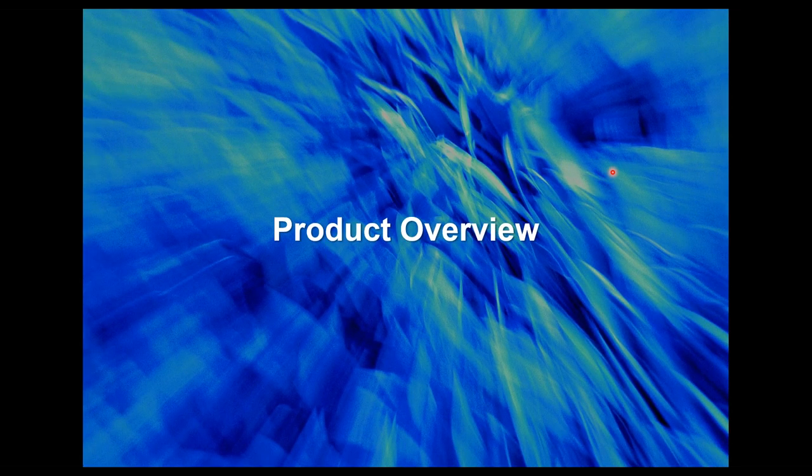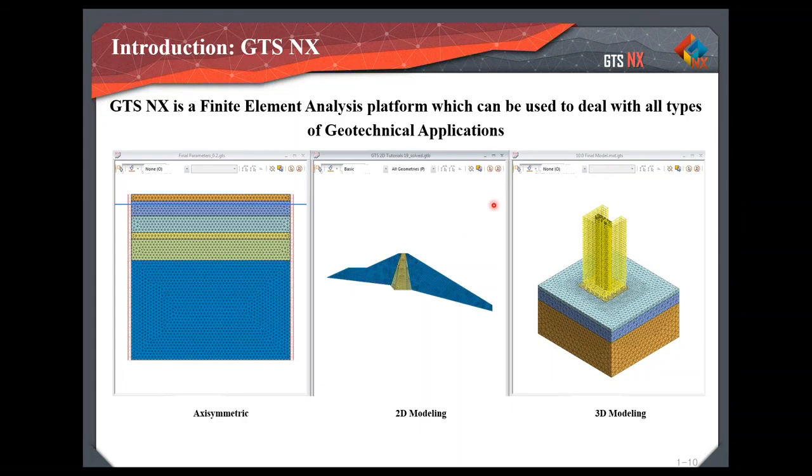So now, as I already said, we are done with the introduction of MIDAS as a company, and now I'll be describing in brief what MIDAS GTS NX is. Whenever you come across geotechnical problems or mining problems, all of these can be classified under three categories based on the type of modeling. We have axisymmetric modeling, 2D modeling, and 3D modeling.